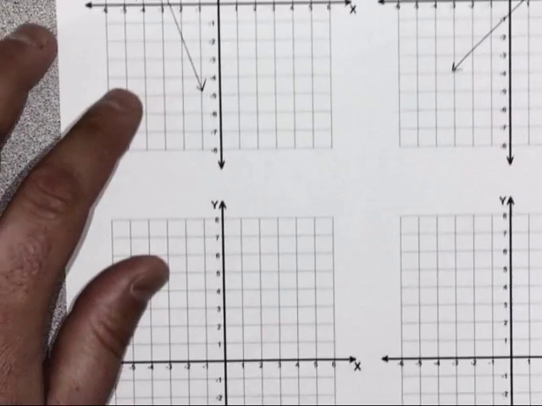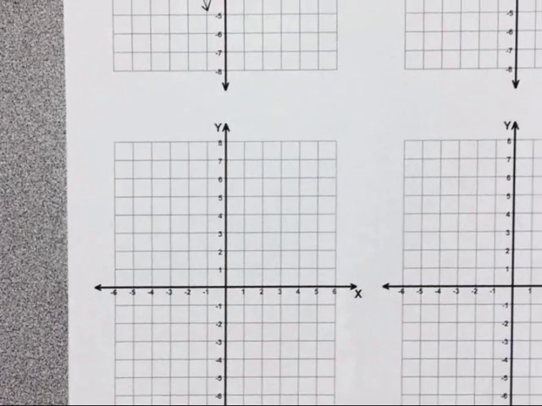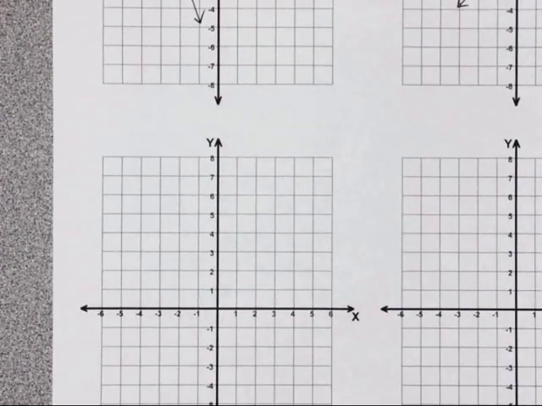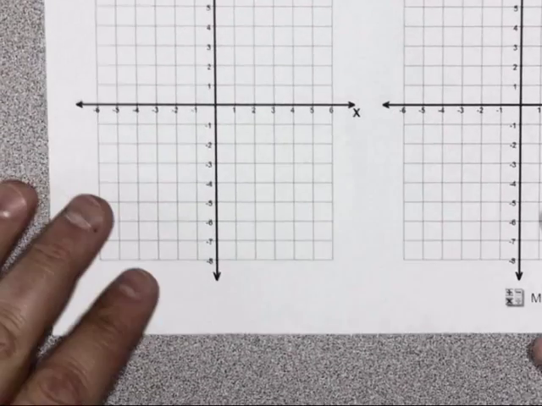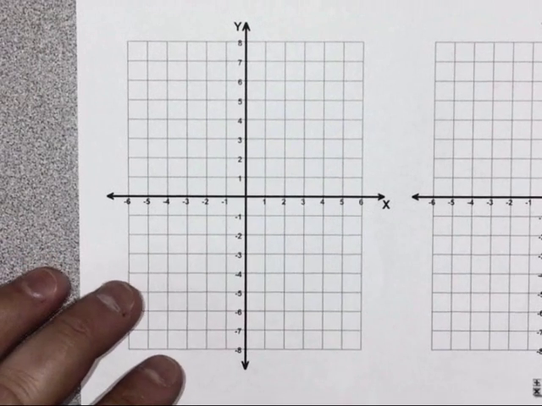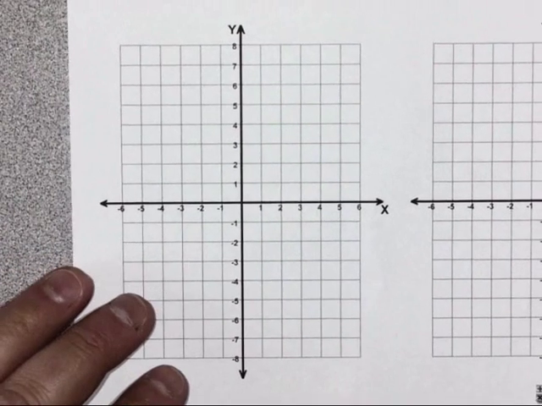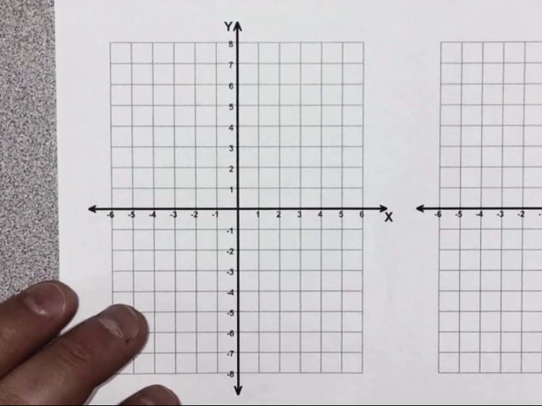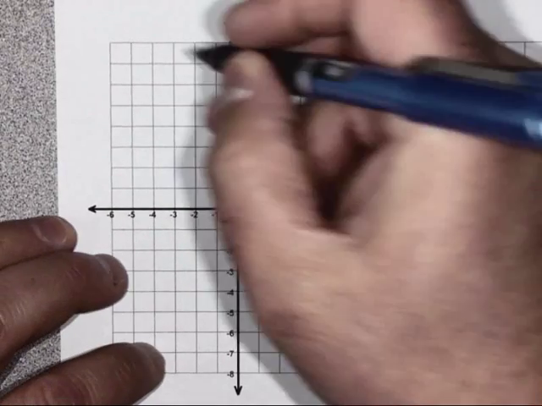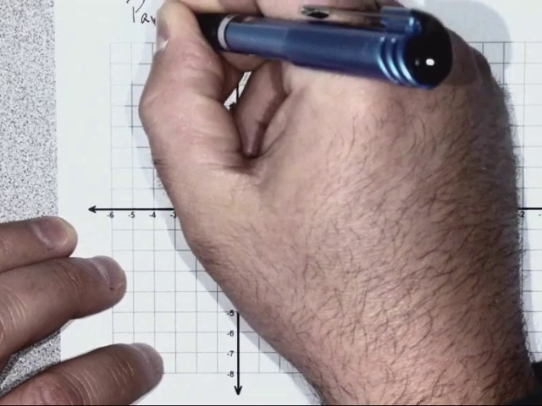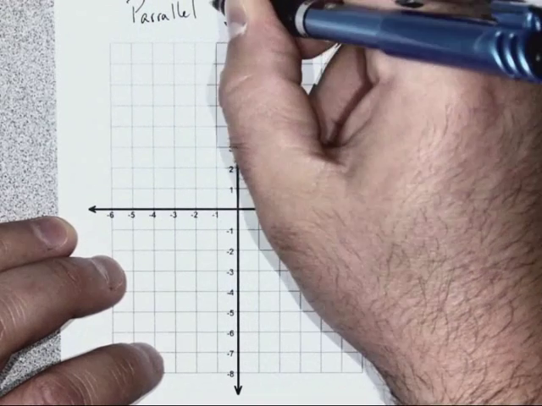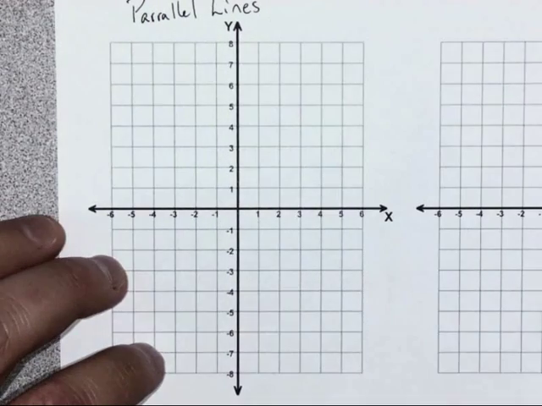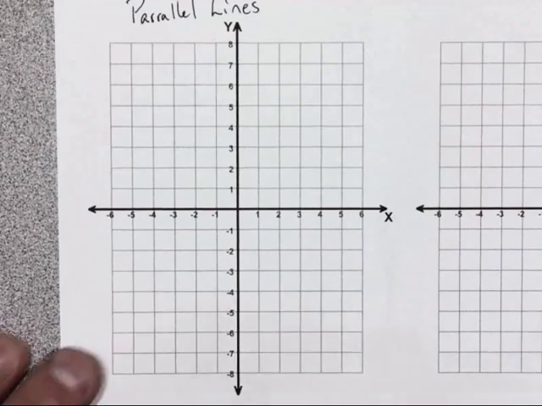Okay, and then the next topic in this section is parallel and perpendicular lines. So let's start with parallel lines. Parallel lines are lines that do not intersect. So one of the key characteristics of parallel lines is that the slopes of those lines are equivalent.